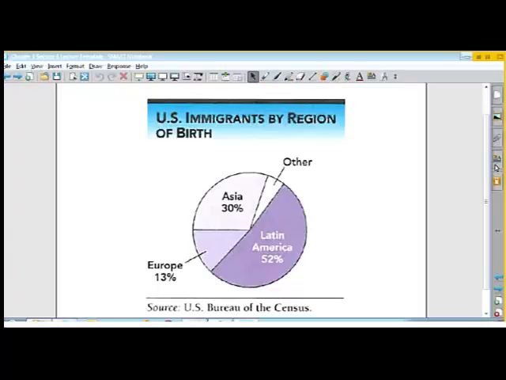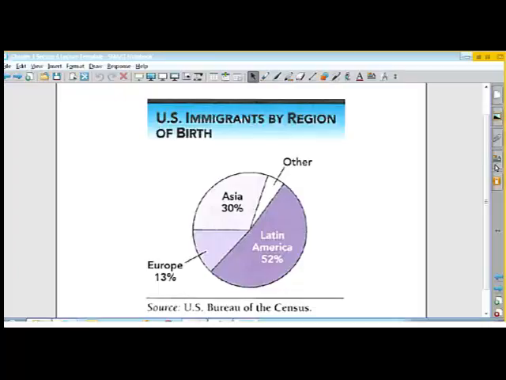So, each part of the pie, each proportion of the pie represents, in this case, how many were born in Latin America, your Mexican drug rapists and stuff that Trump says, the Europeans, me, other, Asia, whatever. Okay, sometimes they give you the actual total number, but sometimes they just are showing you a percentage. So the total will be 100%.